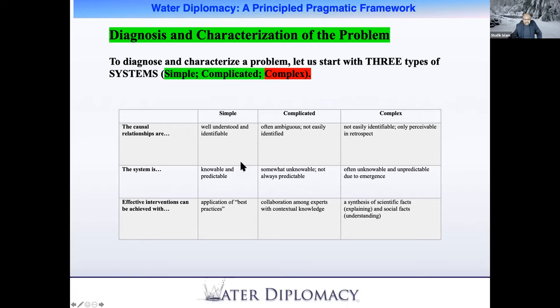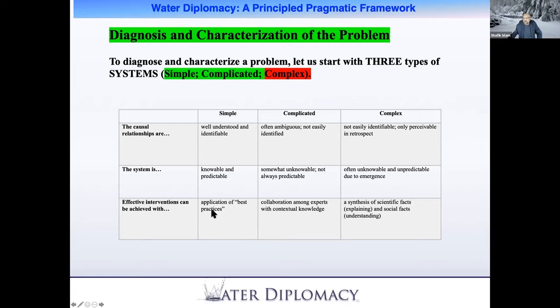Now the simple system is knowable and predictable. Flushing a toilet is more or less predictable. The complicated one is still more or less predictable. Not always, but the complex one is most of the time unpredictable and emergent, meaning that things will just emerge that you had no idea were going to come. And from your arsenic problem, you have seen some of this emergence. We'll talk about it a little bit more. If you are to intervene in these systems, this will work with best practices.